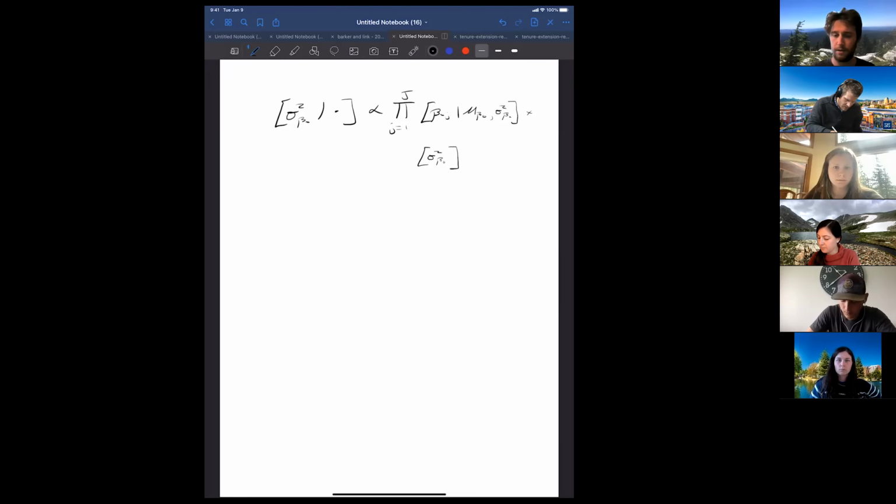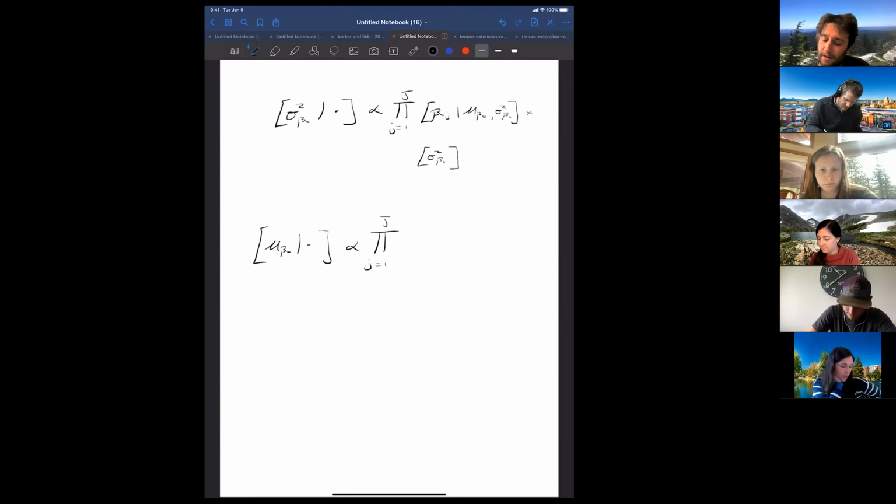Good. Okay, Mia. Mu beta 0, conditional on everything else, is proportional to the product of J, and then I think it's just beta 0J given mu beta 0, sigma squared beta 0, times the prior for mu beta 0.